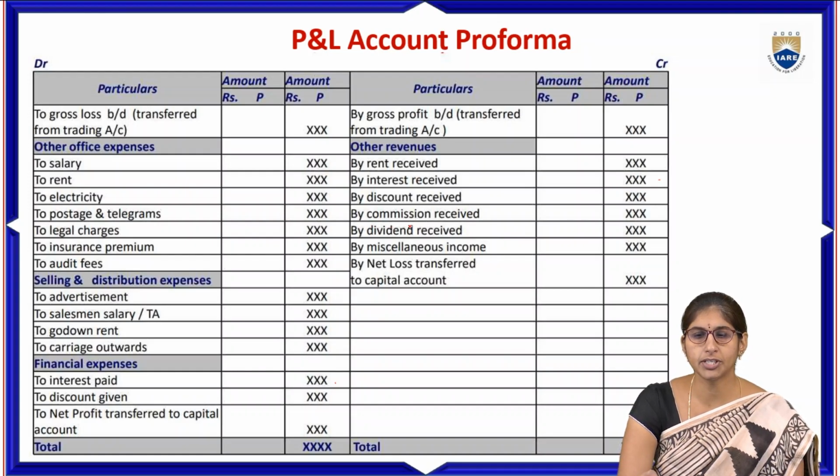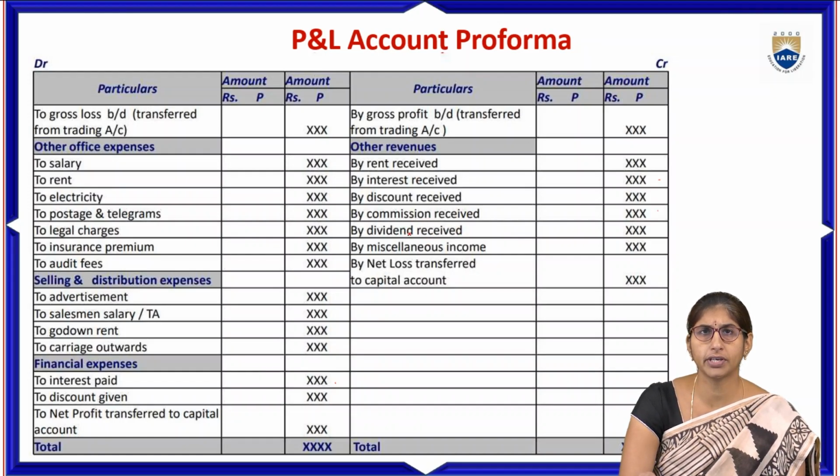Next one is commission received. We are going to receive commission. That is also income for the company, so it also has to be recorded in the credit side. Next, by dividend received. Dividend means, on the shares we have bought, every year or every half yearly or quarterly, the company is going to give a dividend on the shares which we hold. So that is also income for us.